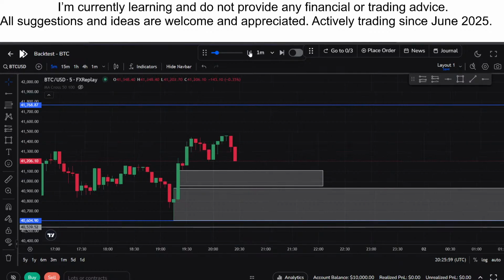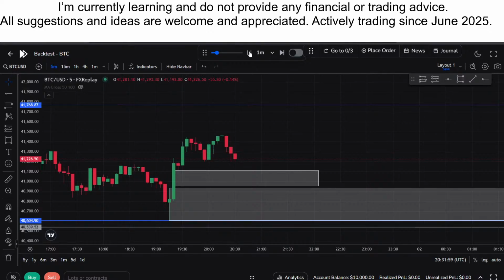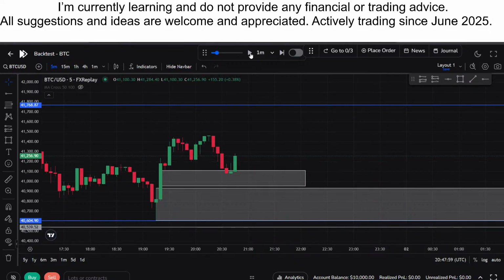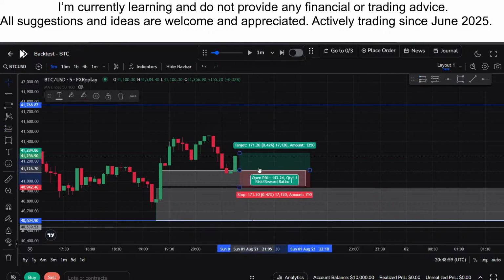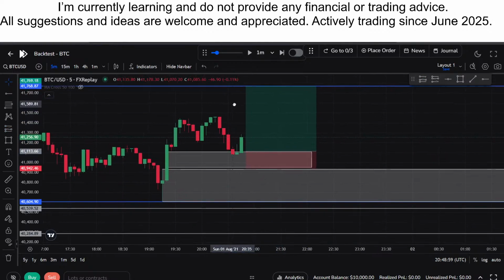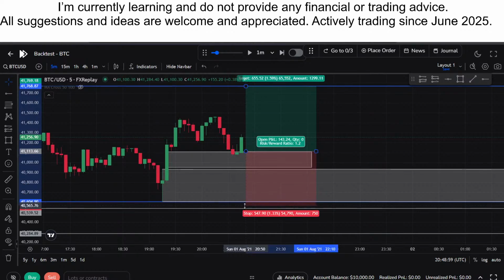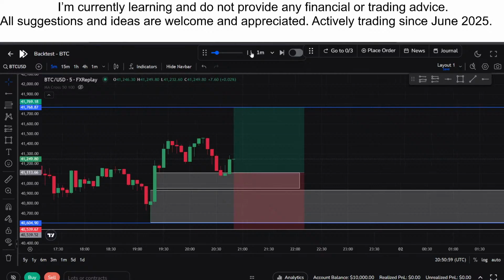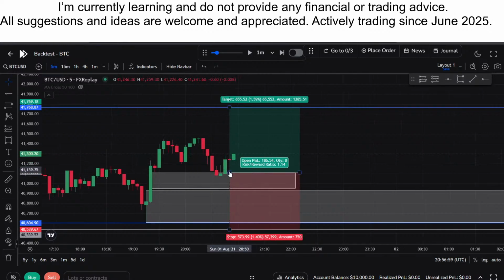Okay, it's coming down. Let's check if it comes down to this order block. Should I enter the trade now? Let's go long from here and stop loss here. Okay, now let's play. Okay, I missed the trade. Now I will enter it here.